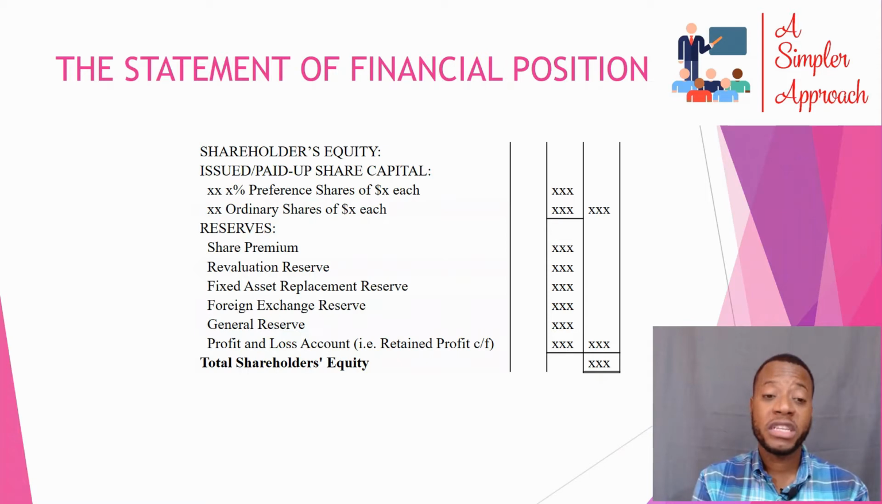Now, when you are recording this section, you recognize what I have here: XX, X% preference shares of X dollars each. You are being specific. So whatever the preference share is, you must be specific. 100,000, 10% preference shares of $1 each. And you will have the figure amount in the middle, $100,000. Same thing applies to ordinary shares. 200,000 ordinary shares of $2 each. In the middle there, 400,000, which will be the value amount. So that refers to the issued or paid up share capital that we have.